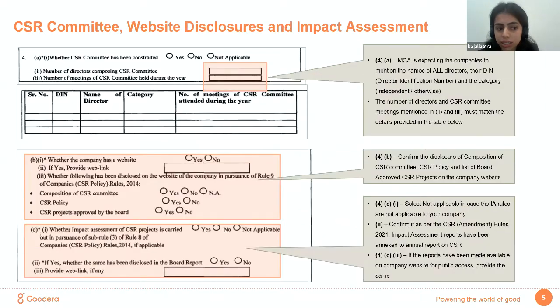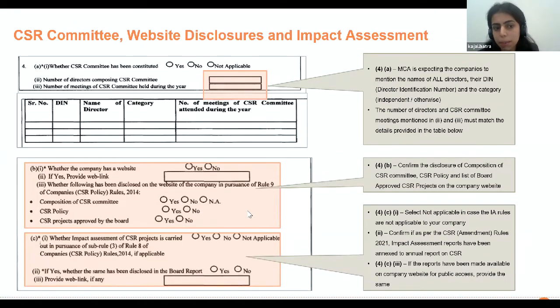The next section on the CSR committee, the website disclosures, the impact assessment, and the details on the amount set off in the reporting year have been asked. To start off with, on the CSR committee, these details are the same as requested in the MCA report, just with one additional disclosure on director identification numbers of all the directors in the CSR committee.